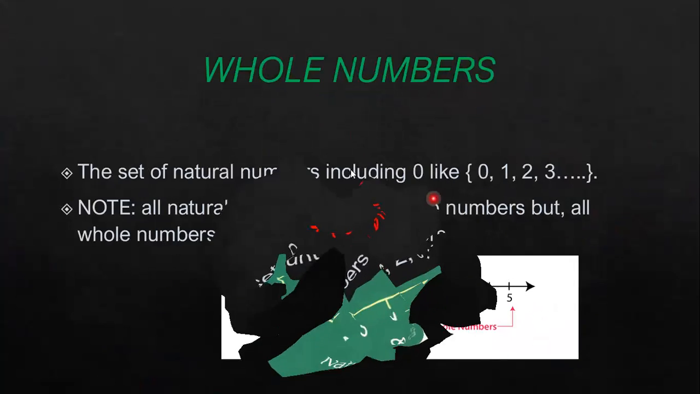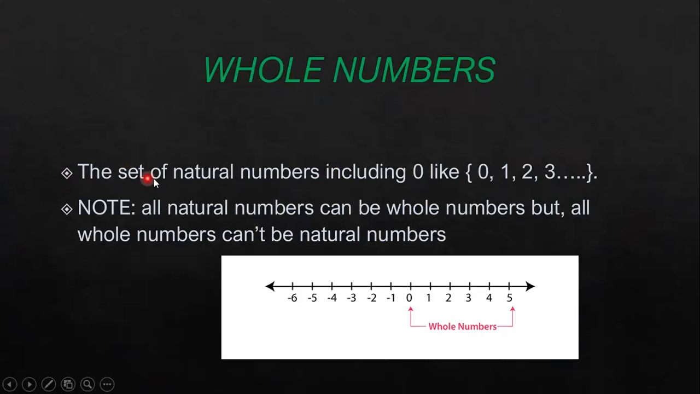Next, what do you mean by whole numbers? The set of natural numbers including 0, like 0, 1, 2, 3, 4, 5, 6, etc. So along with natural numbers, 0 will be included. So these are called whole numbers. All natural numbers will become whole numbers. Why? Because 1, 2, 3, 4, 5, all of them are whole numbers. But all whole numbers will not be natural numbers. So from 0 to 1, 2, 3, 4, 5, these are called whole numbers.